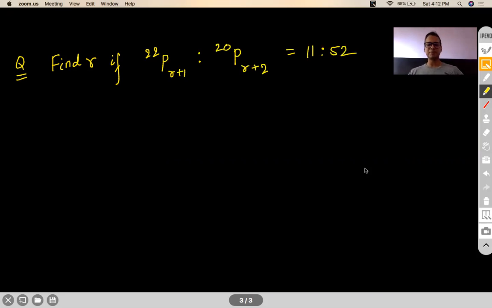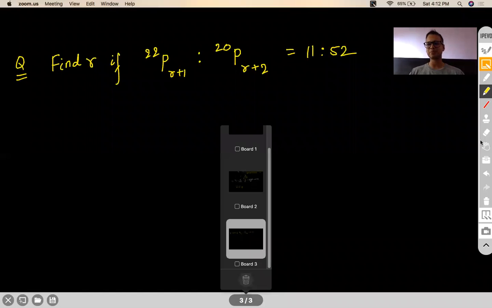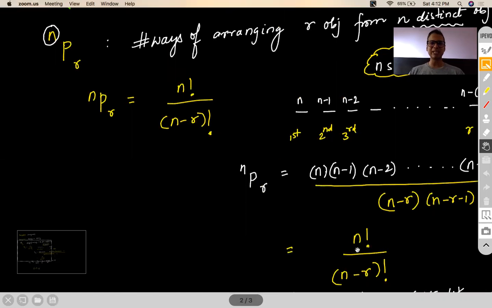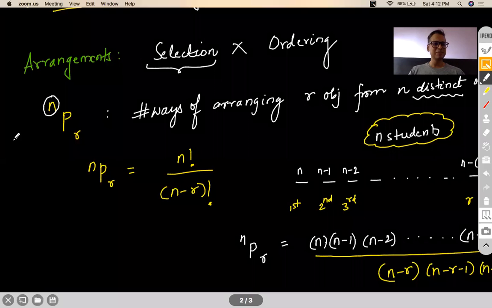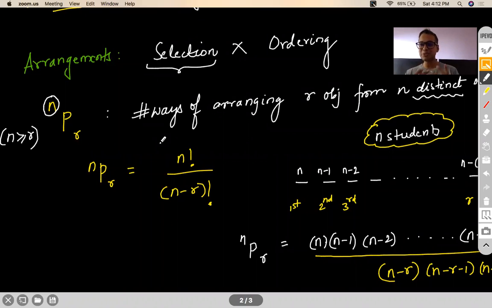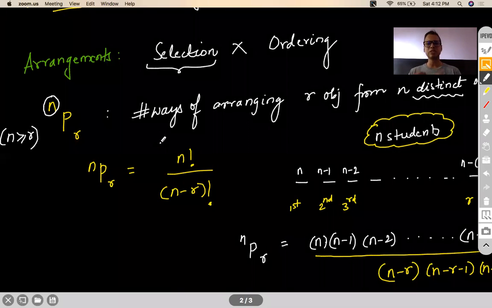Yes, very good thing that you pointed out, Madhav. Let me go back to the previous slide. Please note when you're trying to write this, your n should always be greater than or equal to r. You cannot say something like 2P3. It will not make sense, right? You cannot arrange 3 people taken from 2 people. It is absurd. It is not possible. Equal to is fine, but n cannot be lesser than r. So in normal cases, n is always greater than or equal to r.